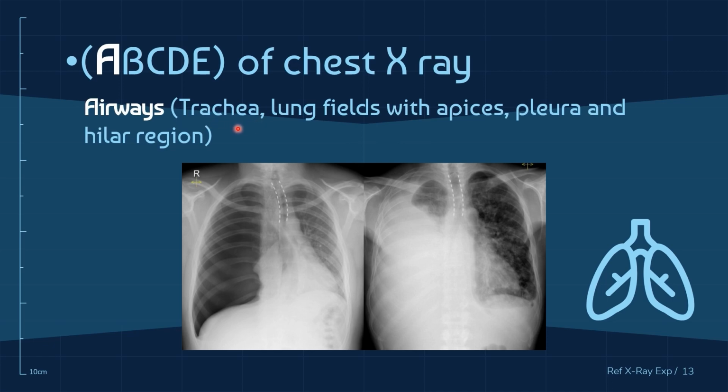In case of deviation, it can indicate 2 things. Either it can be deviated to the opposite side, so if there is, for example, a pneumothorax on this side, then it will deviate the trachea to the opposite side. Or if this side is affected by fibrosis or lung collapse, then it will deviate the trachea towards it.